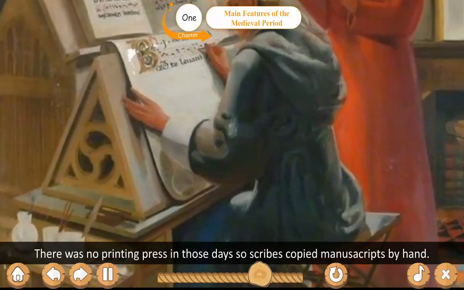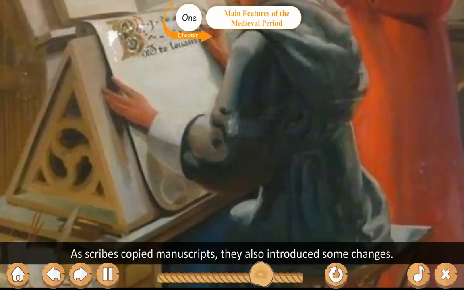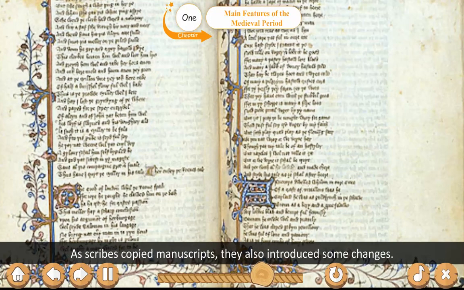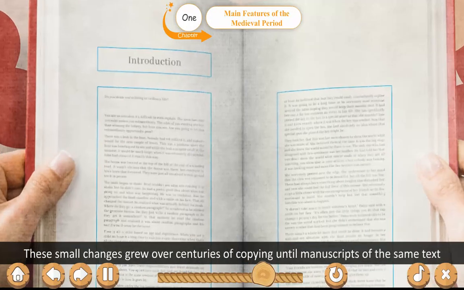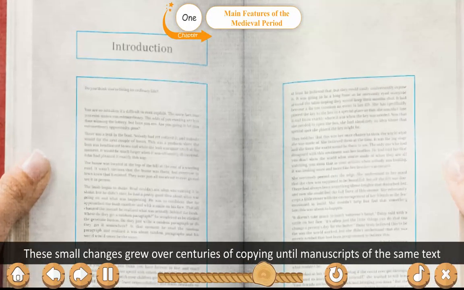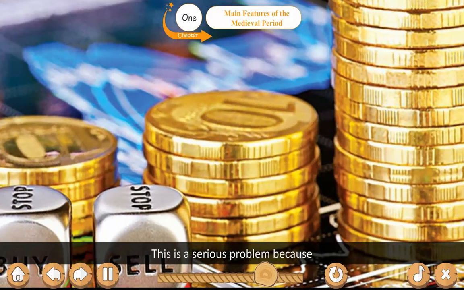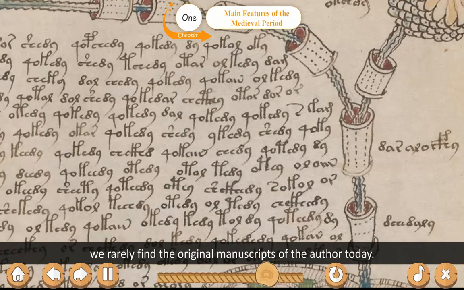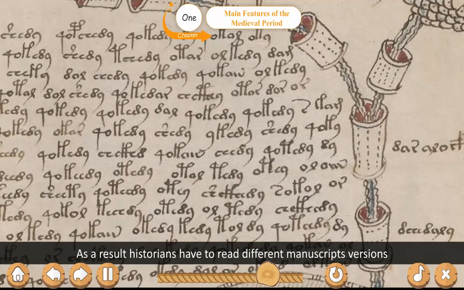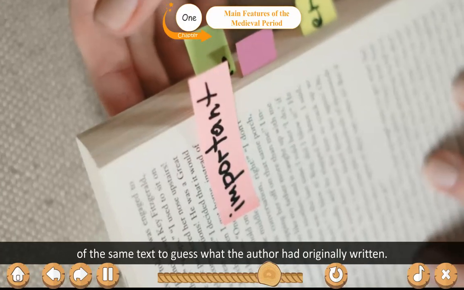There was no printing press in those days, so scribes copied manuscripts by hand. As scribes copied manuscripts, they also introduced some changes. These small changes grew over centuries of copying until manuscripts of the same text became substantially different from one another. This is a serious problem because we rarely find the original manuscripts of the author today. As a result, historians have to read different manuscript versions of the same text to guess what the author had originally written.